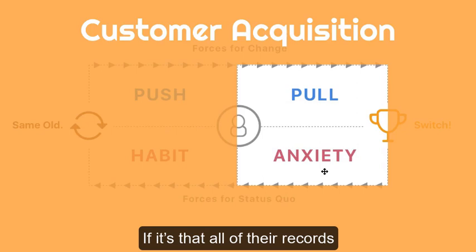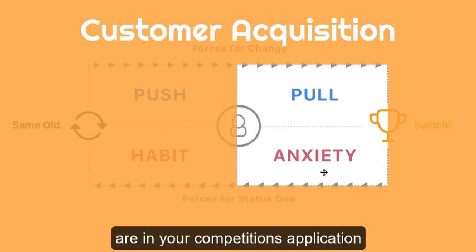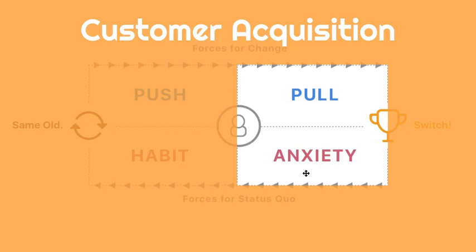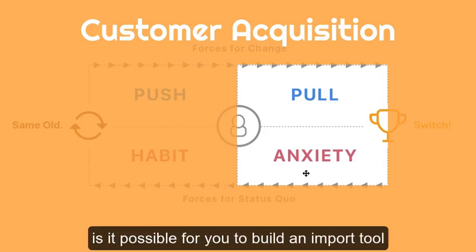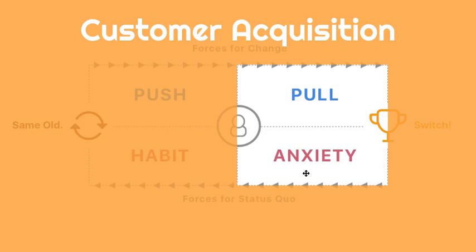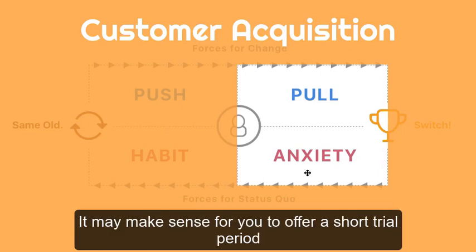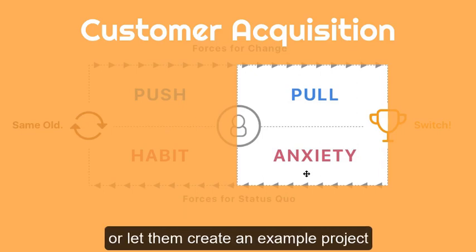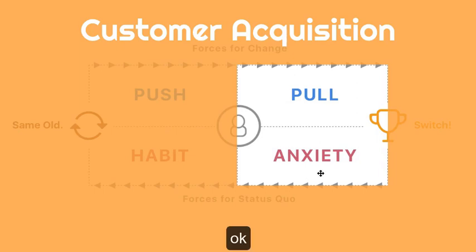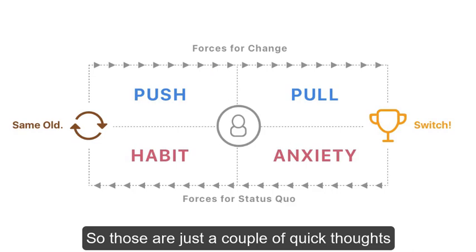If it's that all of their records are in your competition's application, then if you hear that enough times, is it possible for you to build an import tool to make that transition even easier? It may make sense for you to offer a short trial period, or let somebody create an example project or a sample project. Okay, so those are just a couple of quick thoughts.